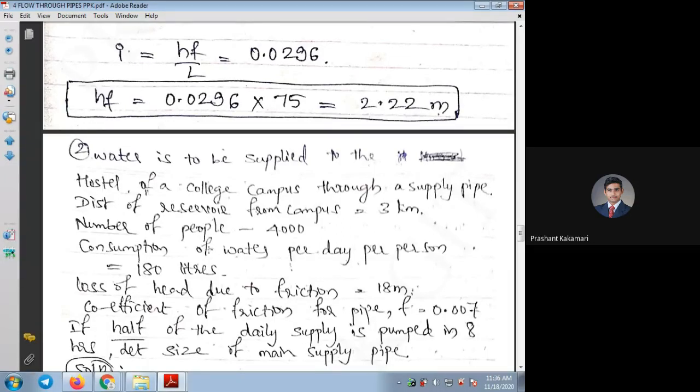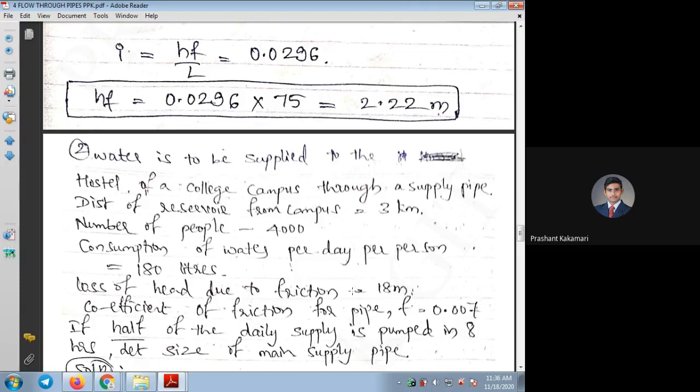Number of people in the hostel is 4,000. Consumption of water per day per person is how much? 180 liters. So by this you can find out how much water is required for 4,000 people. Like that you can find out some requirements here.